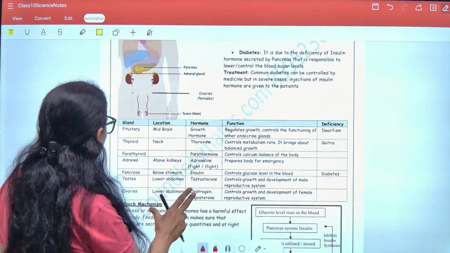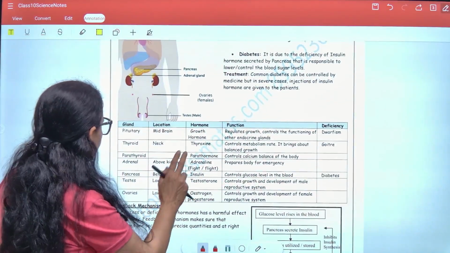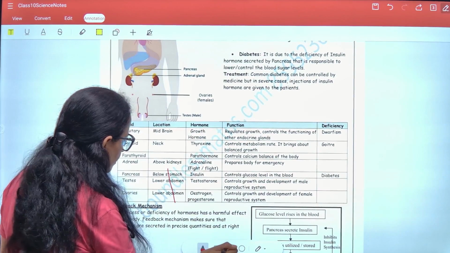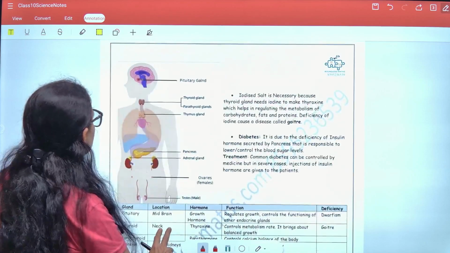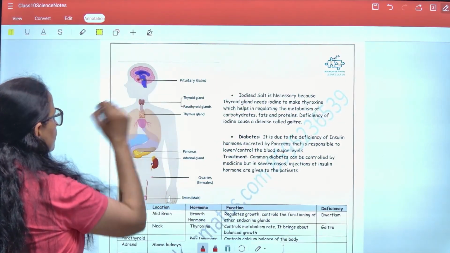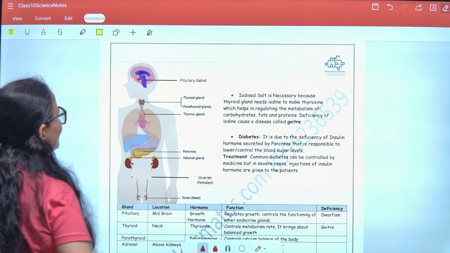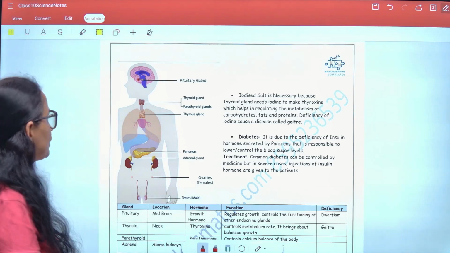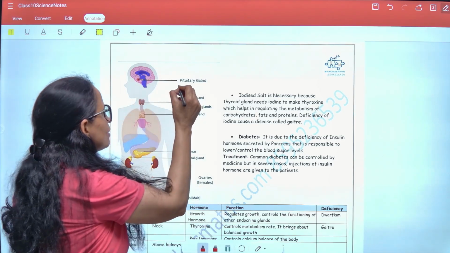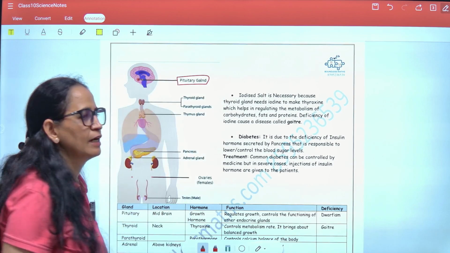Now let's look at what are the different glands. If you look at this table, the first gland is the pituitary gland. Where is it located? It is located here, beside the midbrain and hindbrain side of that, right? So pituitary gland, this is the master gland. Pituitary gland is the master gland of our entire body.